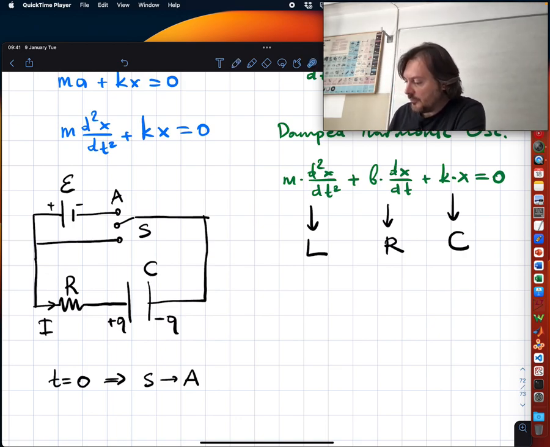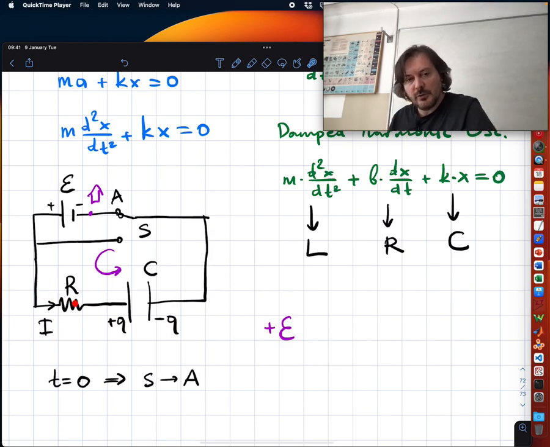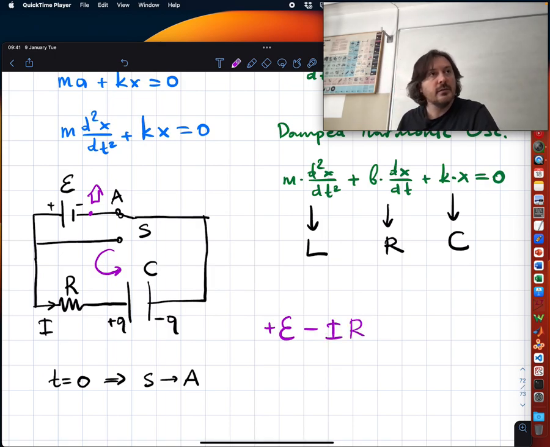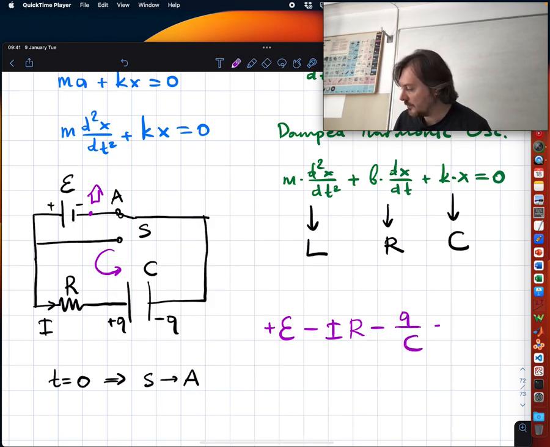So I can apply Kirchhoff's law. Right now the switch is closed like this. And I start from home over here. I have plus E. I'm going this way. I have plus E. Do you have any objection here? No. There's a river flowing away from me, right? Minus I times R. And then? What is the final one? Q over C. And is it plus or minus? I'm going from the plus side to the minus side, so minus Q over C equals 0.